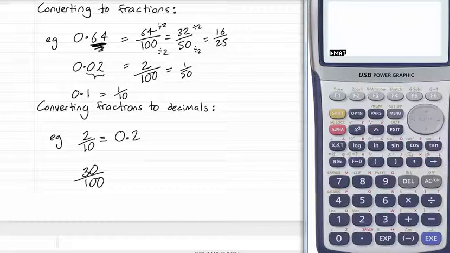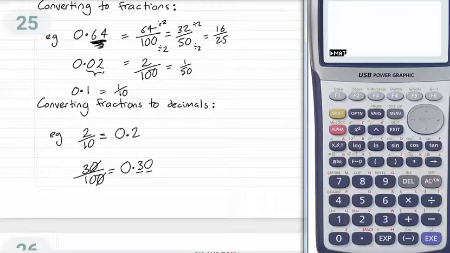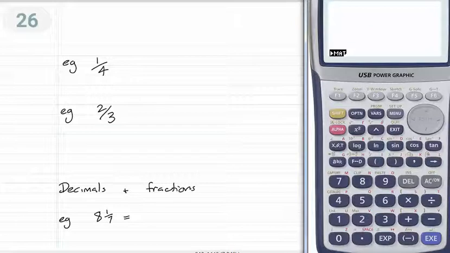30 over 100, that's 30 hundredths. Put our number taking up the same number of decimal places, and that's 0.3. If I'd wanted, I could have cancelled first by dividing by 10, and I'd have 3 over 10, and I know I've got 3/10. If my fraction isn't over 10, then my method is divide the top by the bottom.